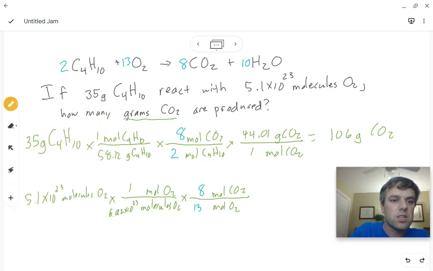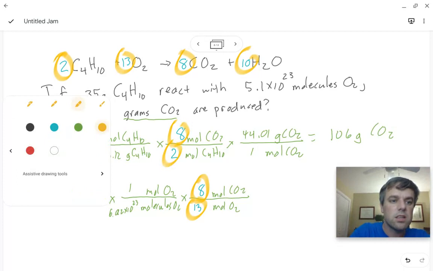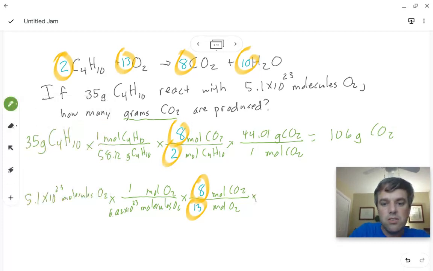That's where we're using these numbers in our conversions. And then our last step is to go to grams. So it's going to be the same as in the previous example. 1 mole is 44.01 grams of CO2.